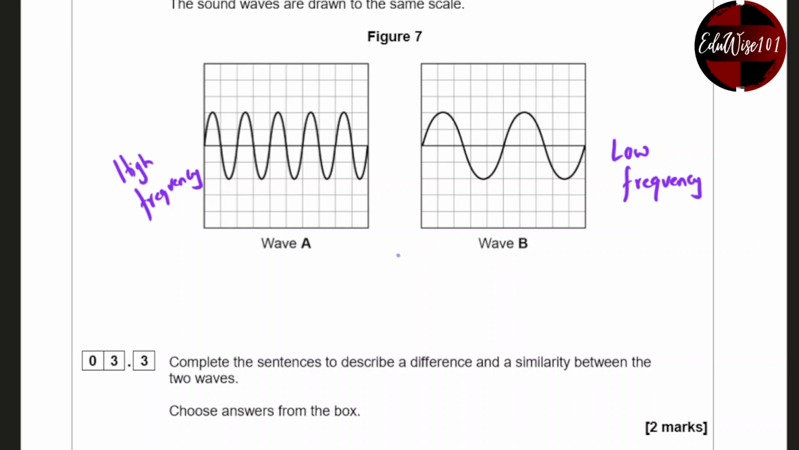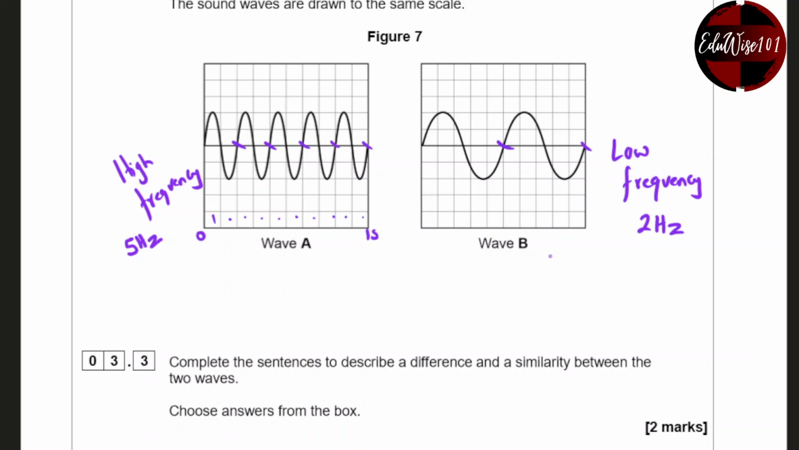Frequency is the number of waves in 1 second. So if I take, how many boxes do we have? 1, 2, 3, 4, 5, 6, 7, 8, 9, 10 boxes. If I take these 10 boxes as from 0 to 1 second, I have 1 wave, 2, 3, 4, 5 waves here. So the frequency is the number of waves in 1 second. So that's 5 hertz. And here I have 2 waves. So the frequency is 2 hertz. So it has low frequency here.